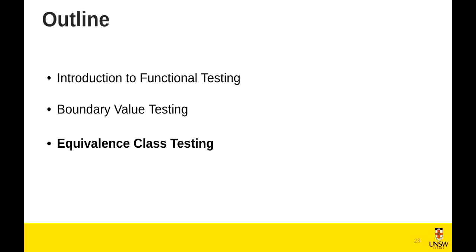Just now with boundary value testing, we have seen that we can separate the input space according to the boundaries. We can separate the input as minimum value or close to minimum value, let's say a little bit above the minimum value, a little bit below the minimum, and the maximum value, a little bit above the maximum, a little bit below the maximum. And this is one way of partitioning the input space.